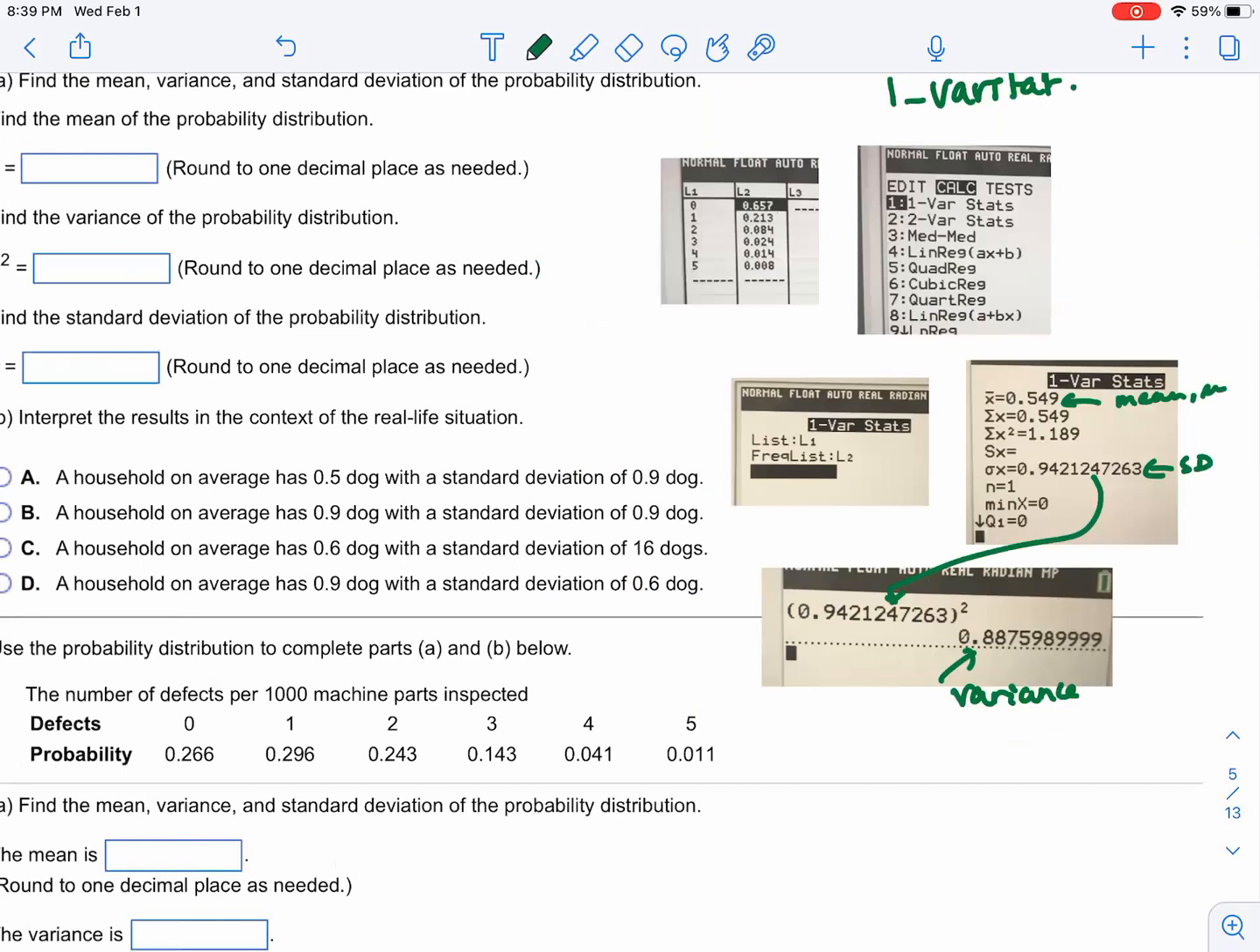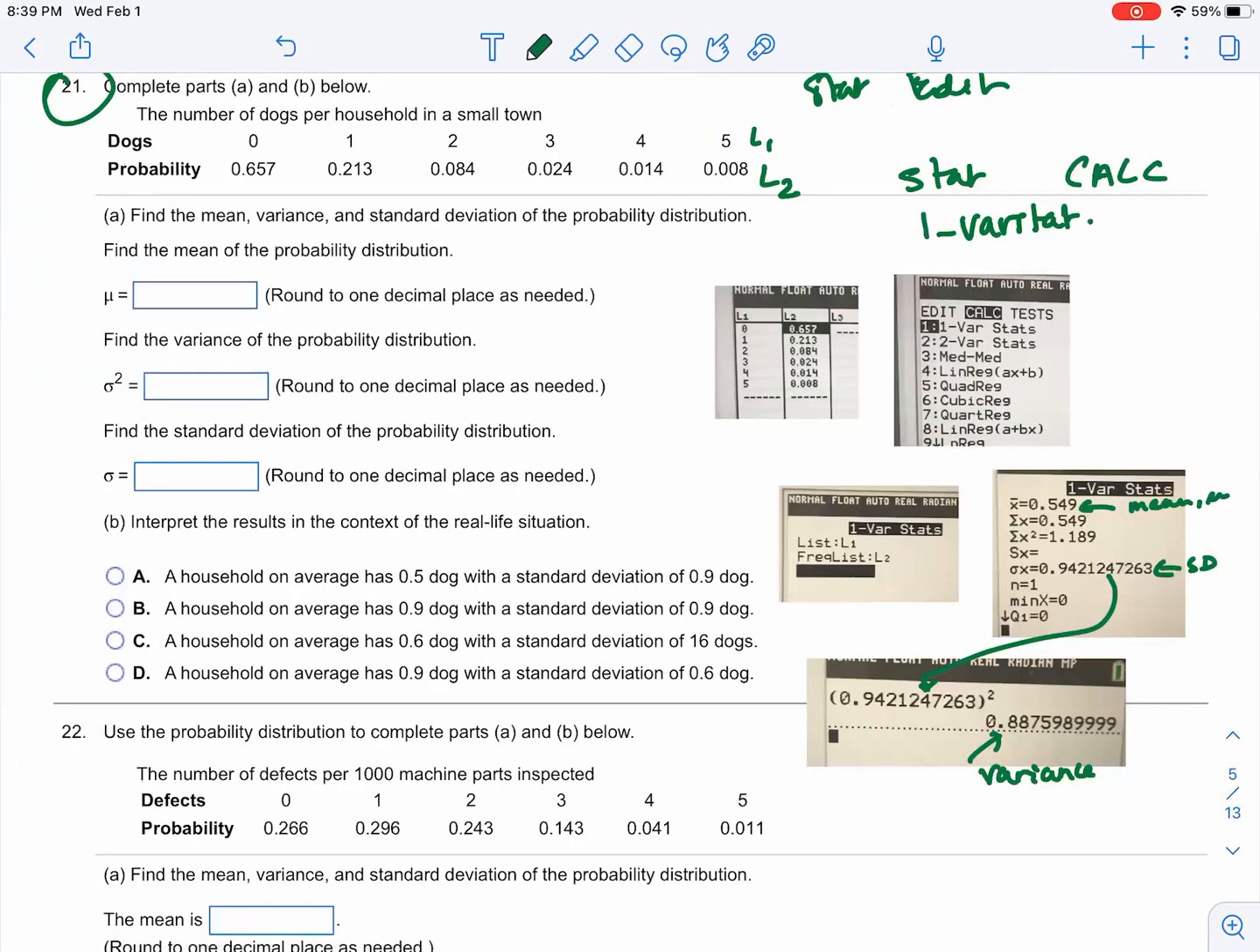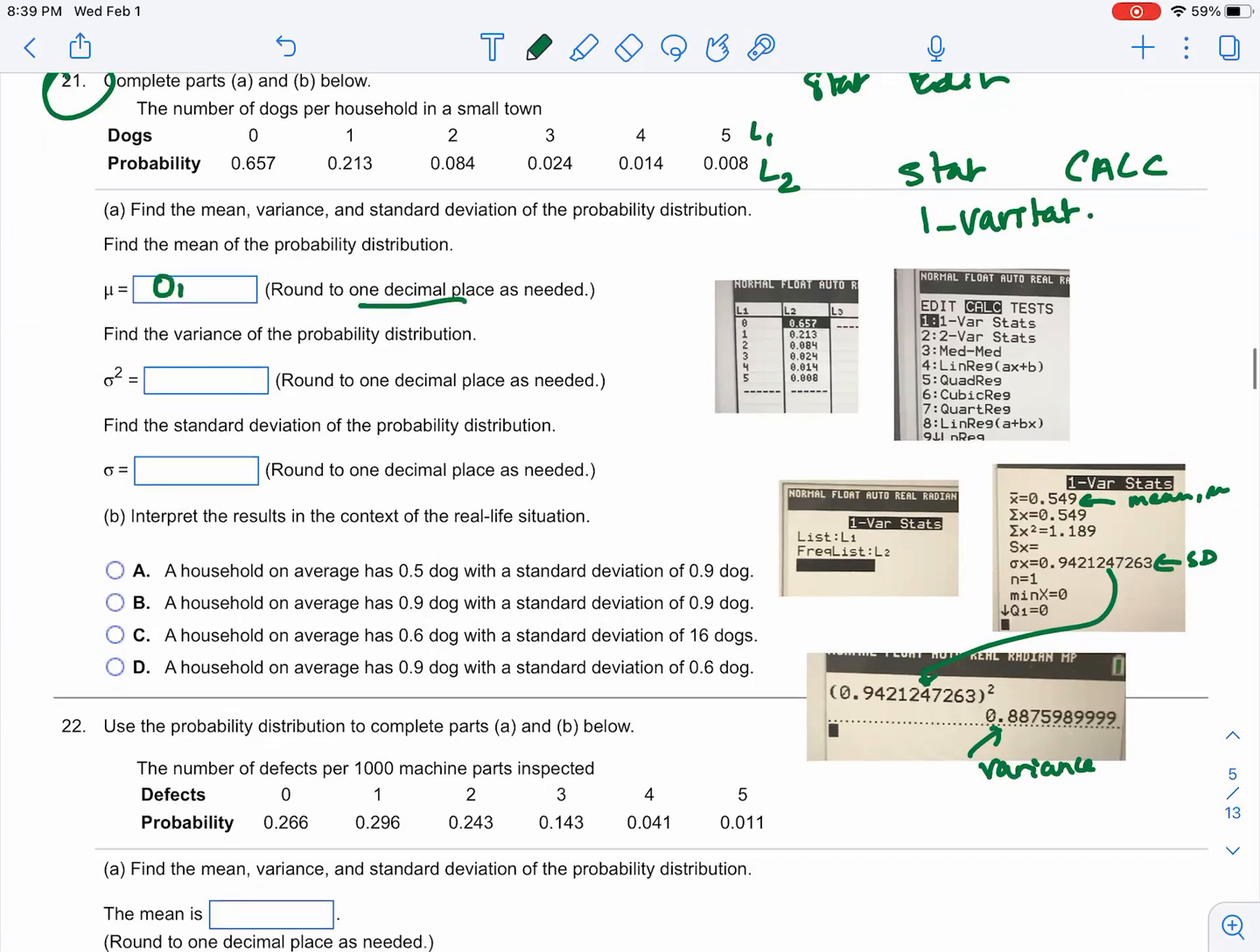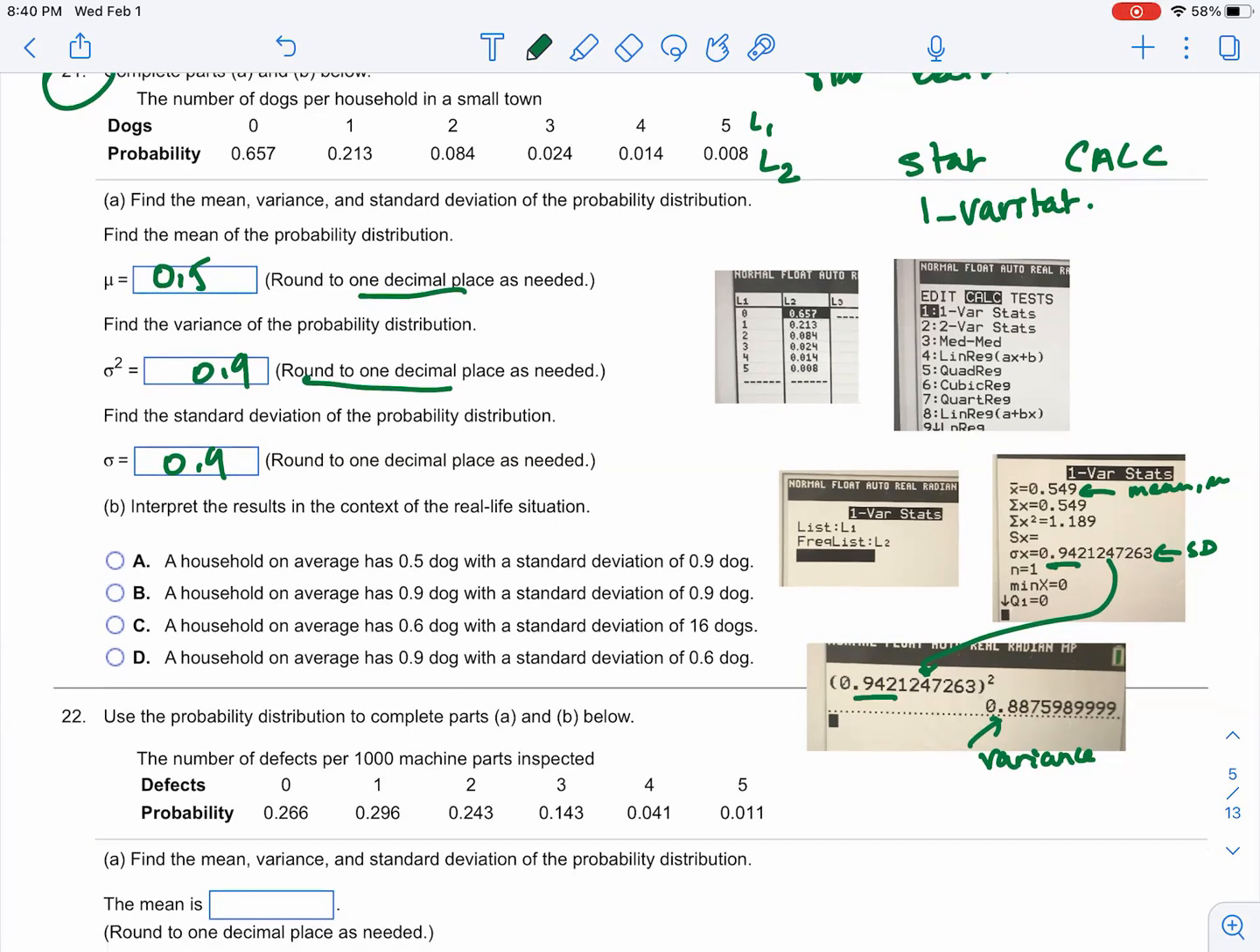Okay, so let's plug in our findings. Round to 1 decimal place, 0.5. Round to 1 decimal place, 0.9, and 0.9. That's what we get. Finally, interpret your result. Remember, 0.5 is your average. So the household on average has, this is the only one that has 0.5, so I don't even need to look at anything else. Standard deviation of 0.9. There goes your answer.